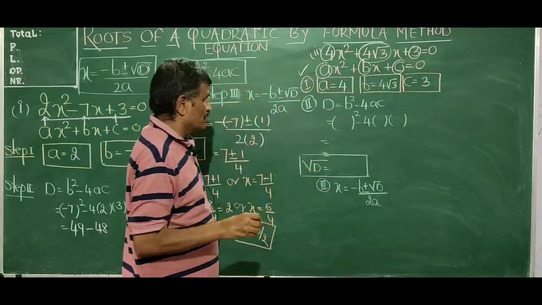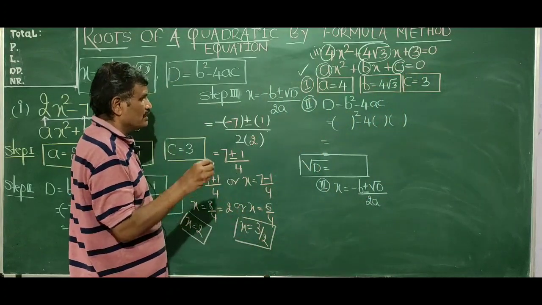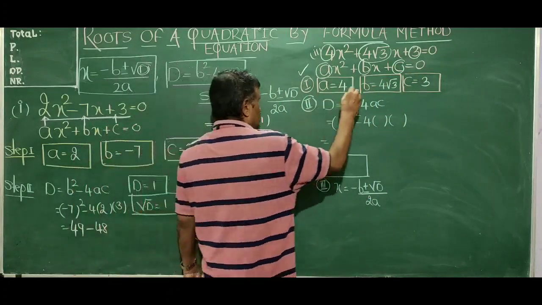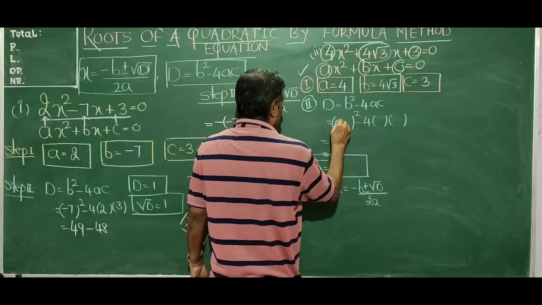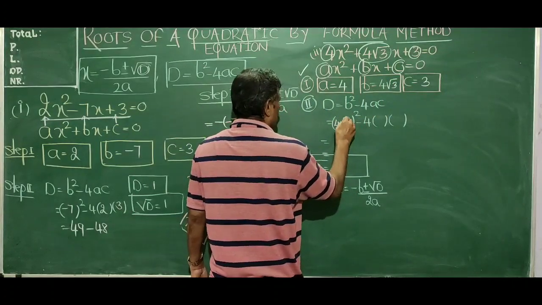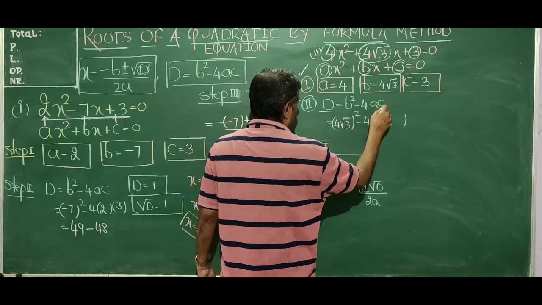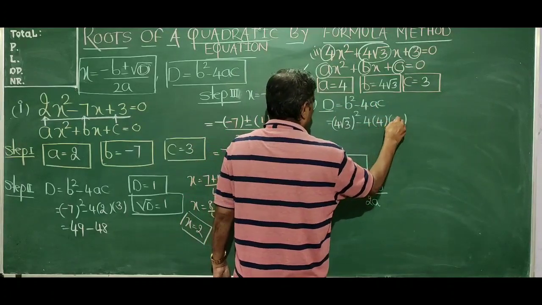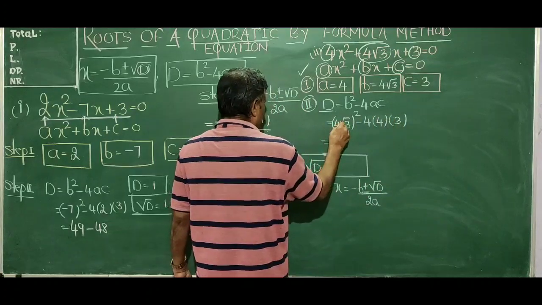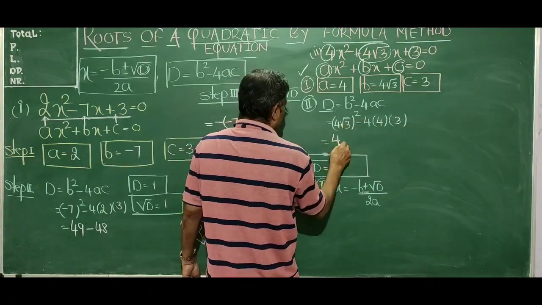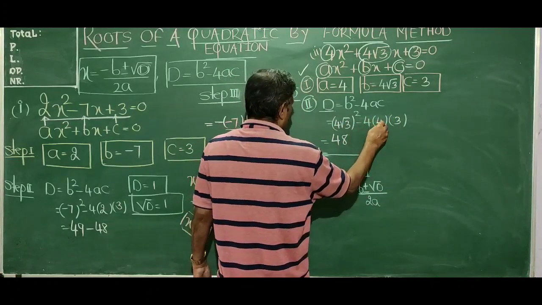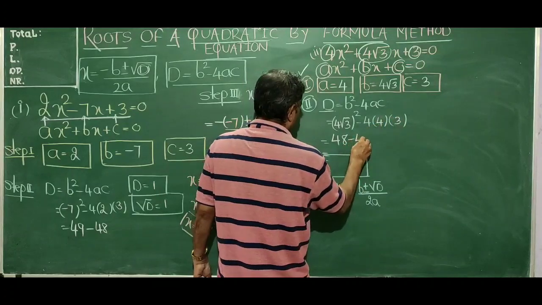So first step is over. Write the values of A, B, C correctly. That is written. In the second step, what should I write? Discriminant. The discriminant value, that is D, is called discriminant. B square minus 4AC, 4 4s are 16 and 3, so this is 16 3s are 48 minus 4 4s are 16, 16 3s are 48.